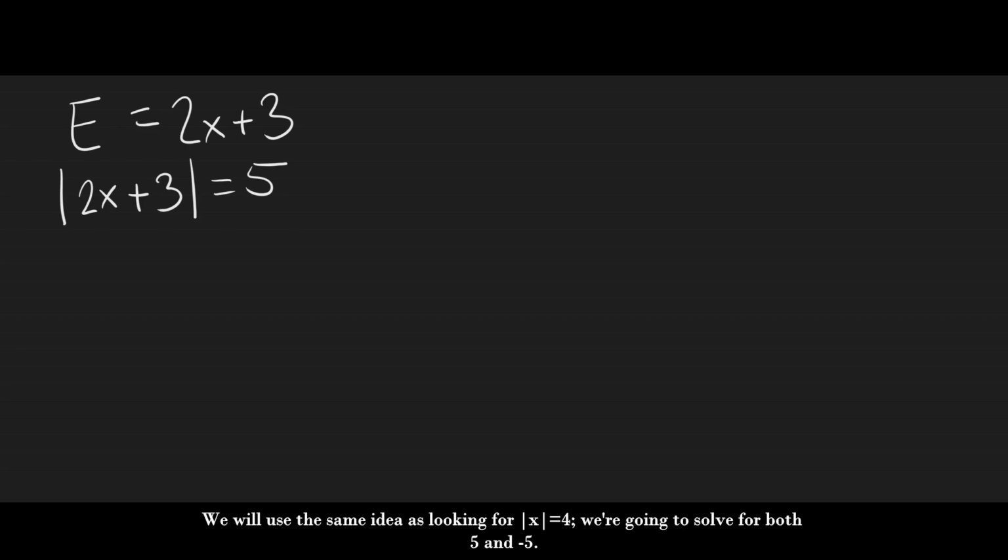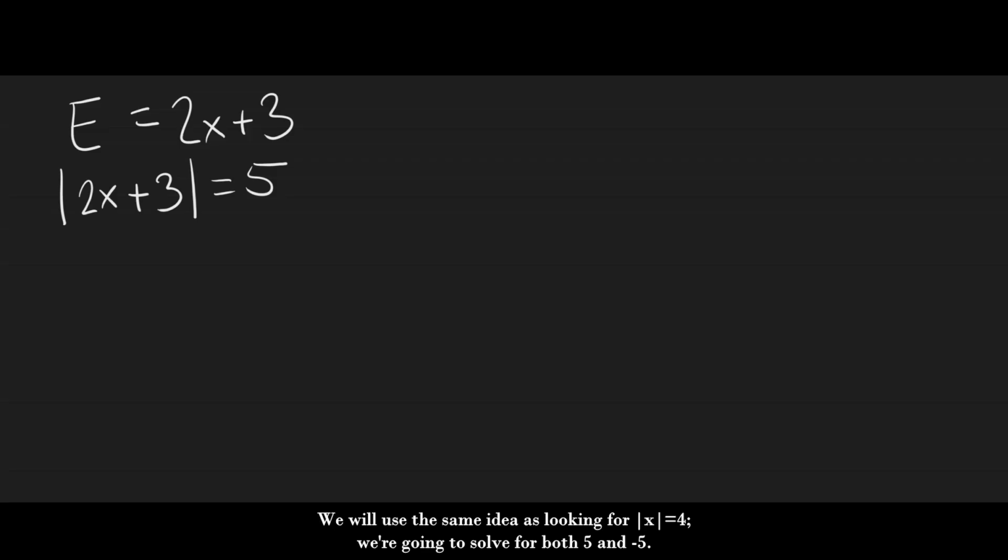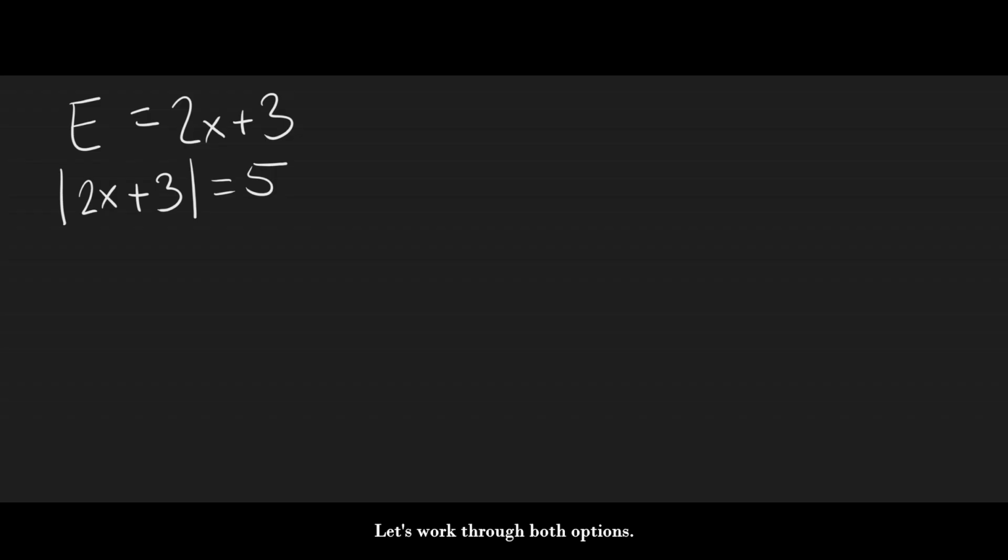We will use the same idea as looking for the absolute value of x equals 4. We're going to solve for both 5 and -5. Let's work through both options. Option 1 has 2x plus 3 equals 5. Solving for x, we get x equals 1. Option 2 has us solving 2x plus 3 equals -5. Solving for x again, we get x equals -4.